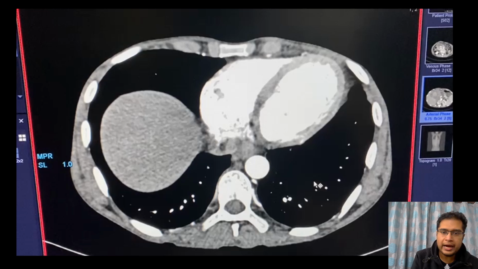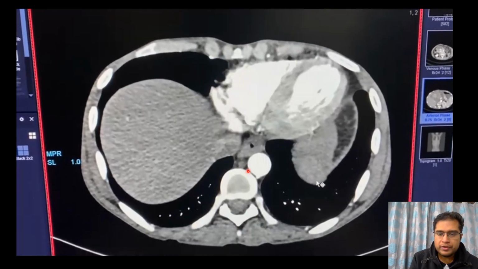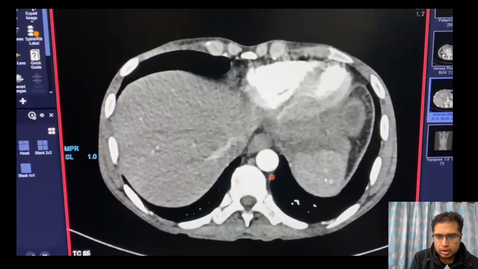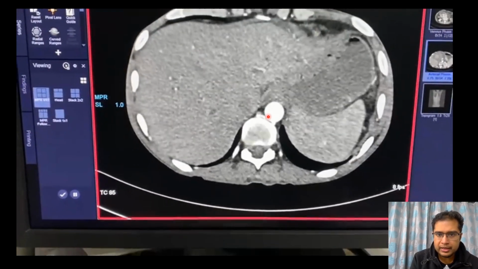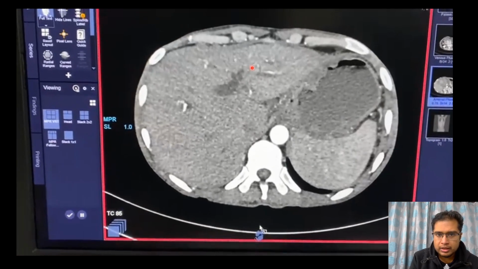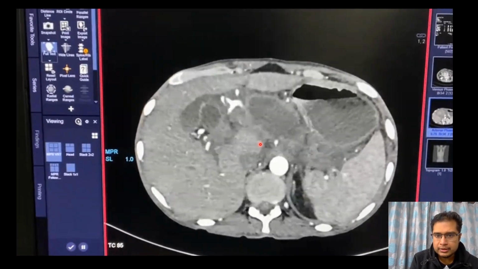So again, we'll take a careful look at the scan from cranial to caudal direction to trace from which vessel actually the pseudoaneurysm is arising. So we are going from cranial to caudal direction along the course of the aorta. These are the hepatic arteries which are very well opacified. There's a lot of intrahepatic biliary radical dilatation. We'll see why it is.